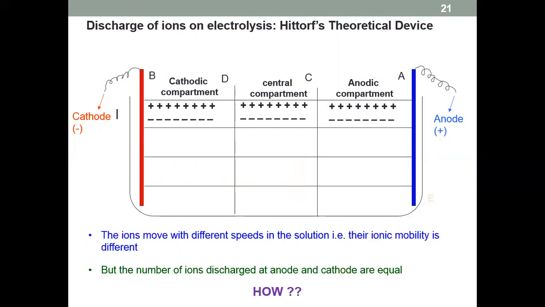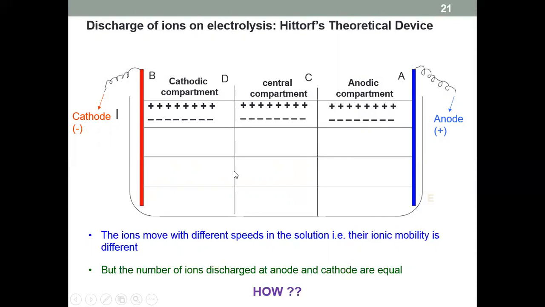Basically, it's just a theoretical concept only, right? In Hittorf's theoretical device, also known as Hittorf's method, we consider the solution in three different compartments. One adjacent to the cathode electrode, which is bound to the negative side of the external battery, is the cathodic compartment; another one is the central one; and the one near the anodic electrode is the anodic compartment. So the whole solution is divided into three different parts: anodic, central, as well as cathodic, right?